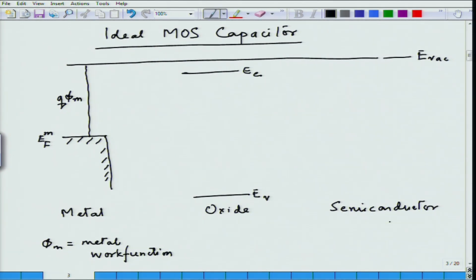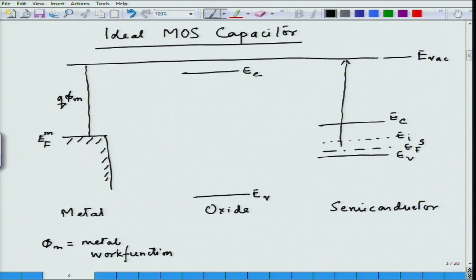And if we look at the semiconductor, it is an intermediate band gap material which has a conduction band and a valence band. We define an intrinsic level in the center, and we define a Fermi level. Let me take the example of a p-type semiconductor here, with the Fermi level inside the semiconductor. And then we define the work function for the semiconductor as the energy required to take an electron from the Fermi level of the semiconductor to the vacuum level, given by q phi s.